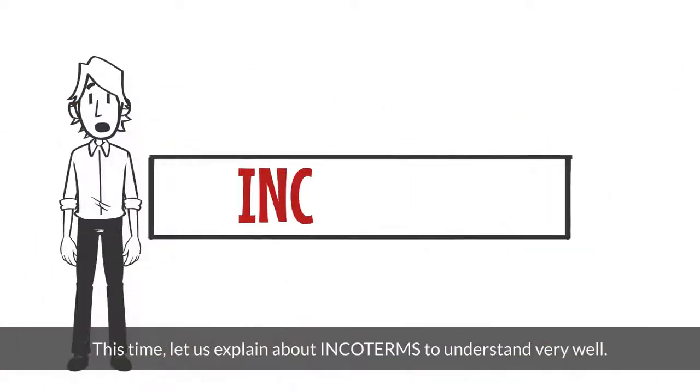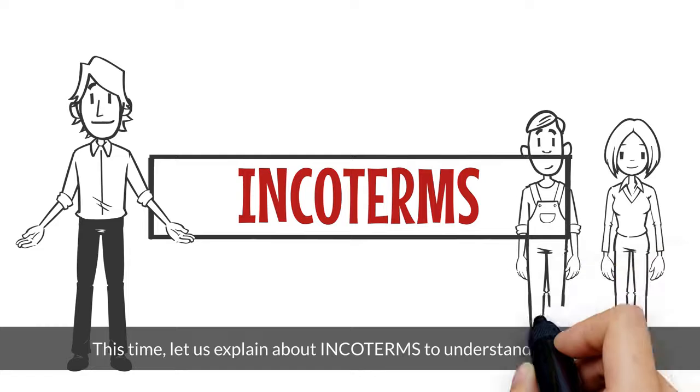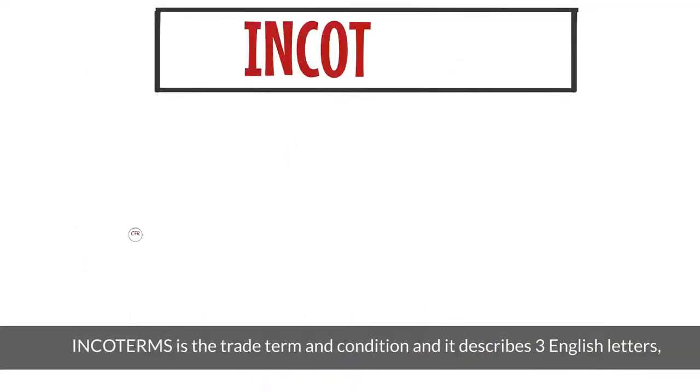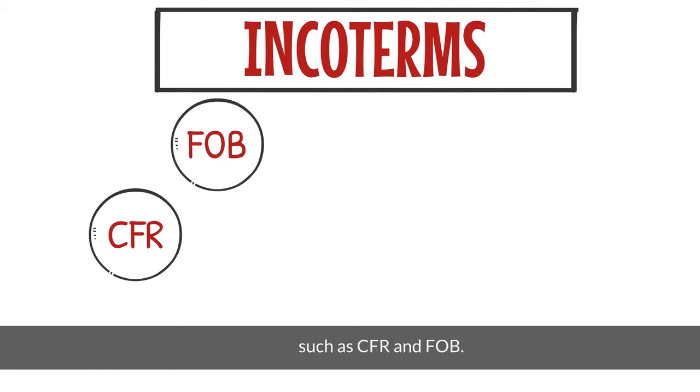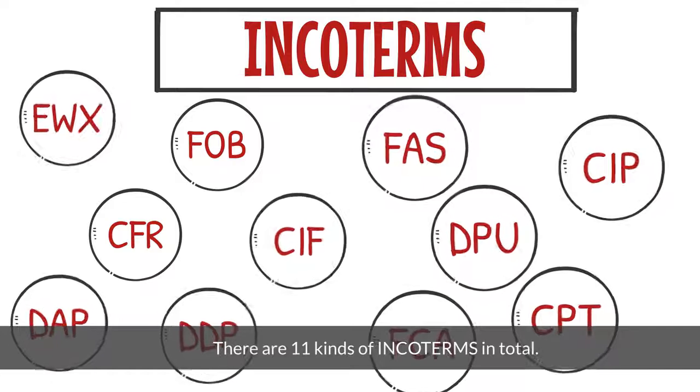This time, let us explain about INCOTERMS to understand very well. INCOTERMS is the trade term and condition, and it describes three English letters, such as CFR and FOB. There are 11 kinds of INCOTERMS in total.